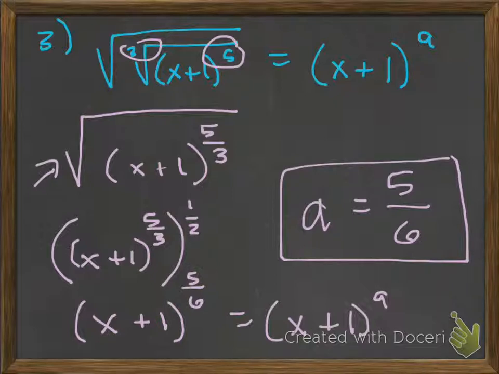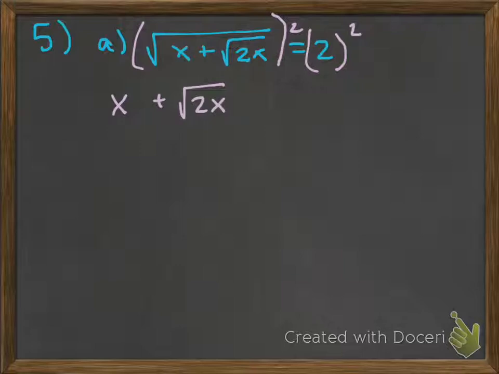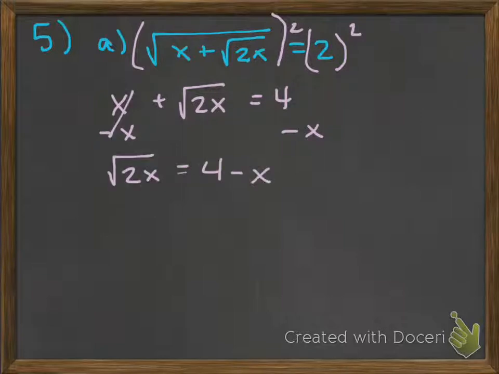Okay, we're going to skip number 4 and we're going to go to the back side and we're going to focus on 5, letter A. So I need to get rid of that square root, so in order to solve, we're going to raise both sides to the 2nd power. So on the left hand side I have x plus the square root of 2x equals 4. And again, I have a radical, so I will be raising both sides to the 2nd power, but before I do that, I want to get rid of this x, so I'm going to subtract that x over. So I have the square root of 2x equals 4 minus x.